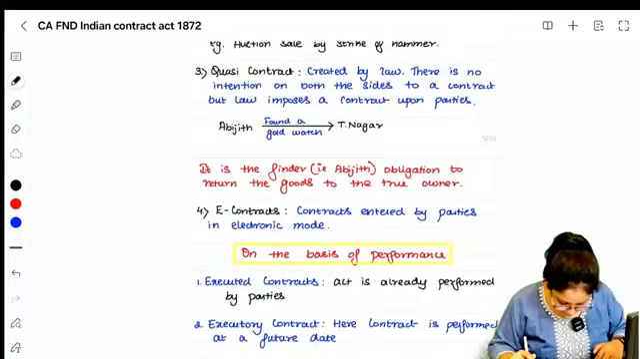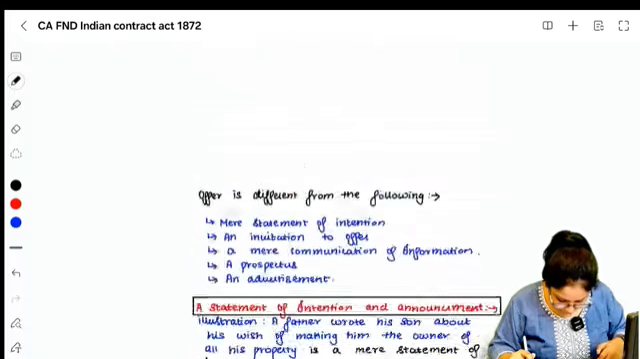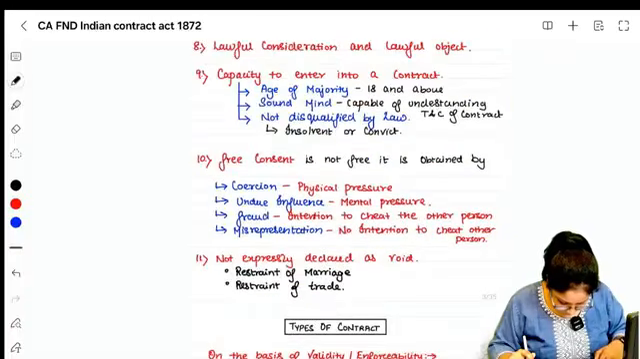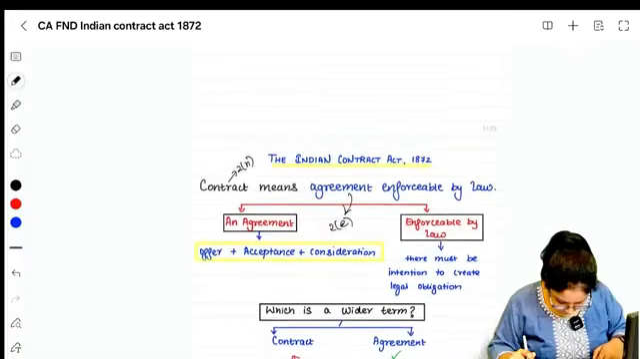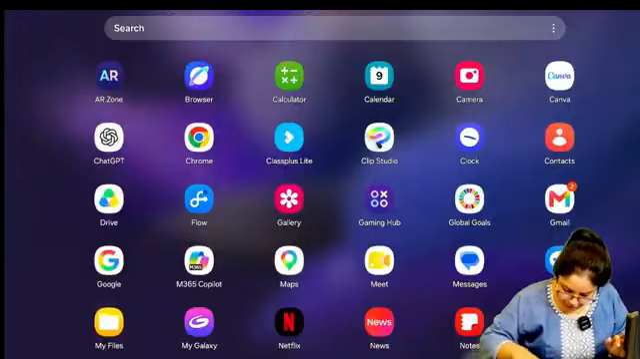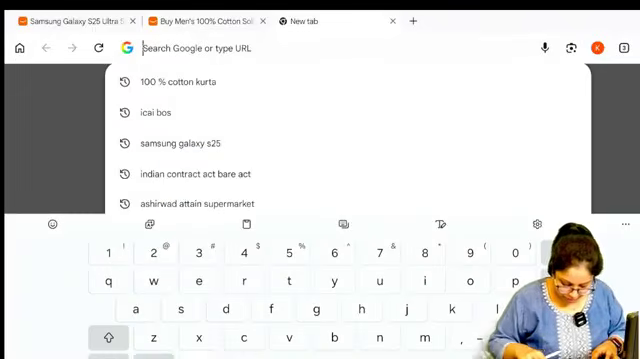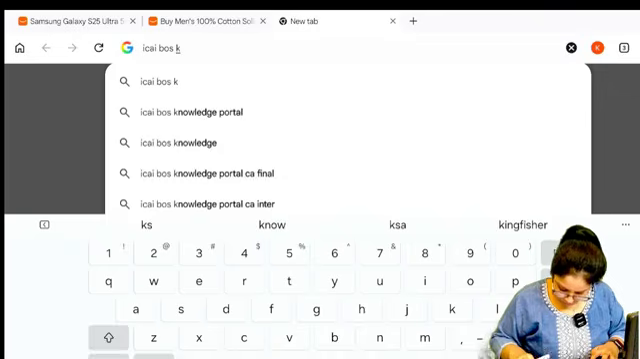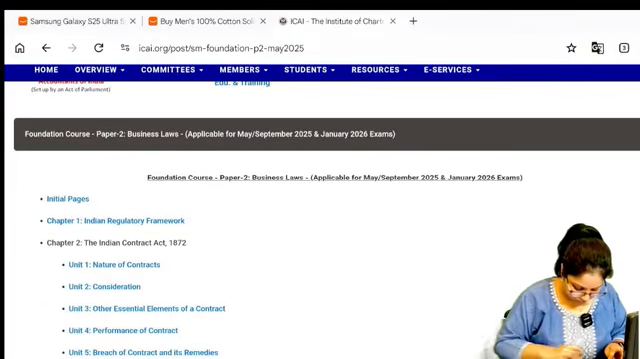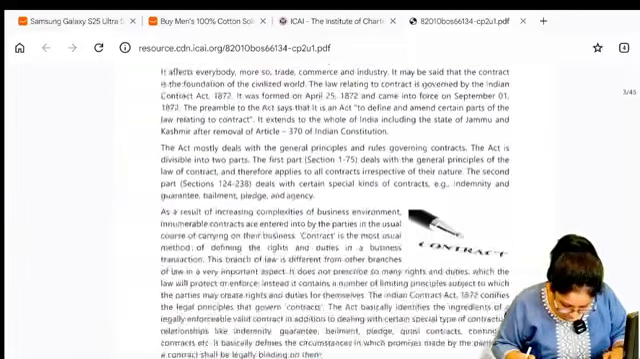Go to 2E. Where is 2E? Okay, wait, let me open your ICAI module also, so that simultaneously I'll show you there also. Just a second. It's open. So now let's see what is an agreement.